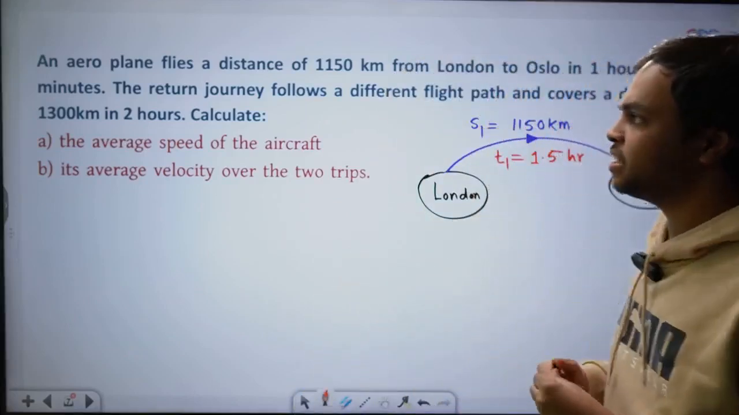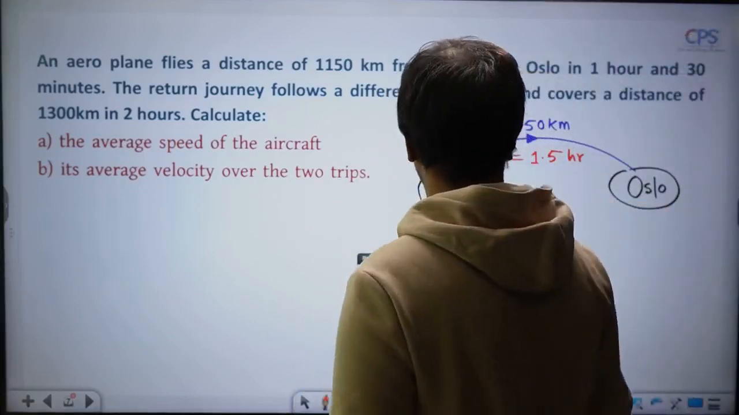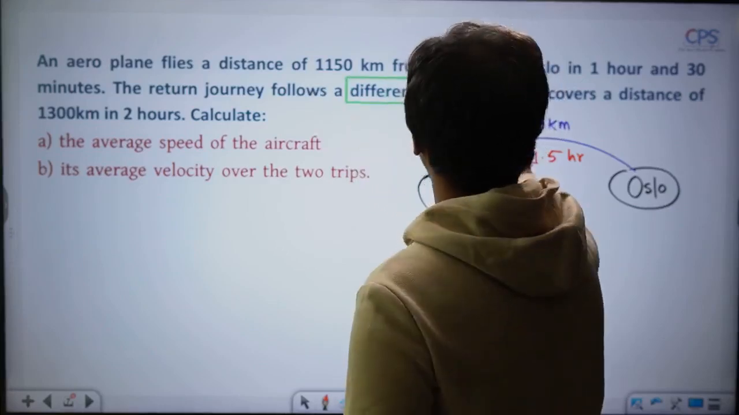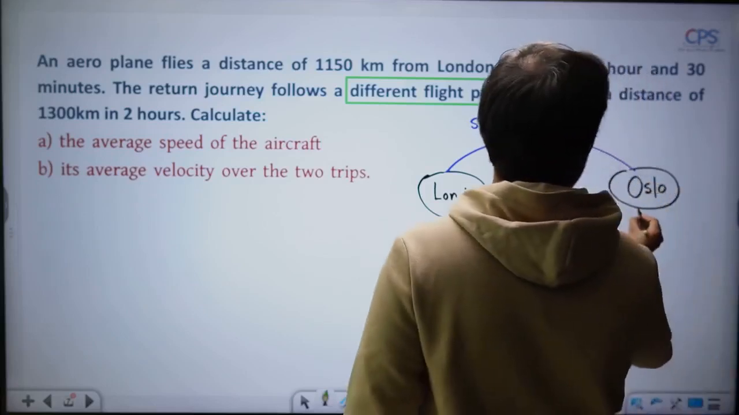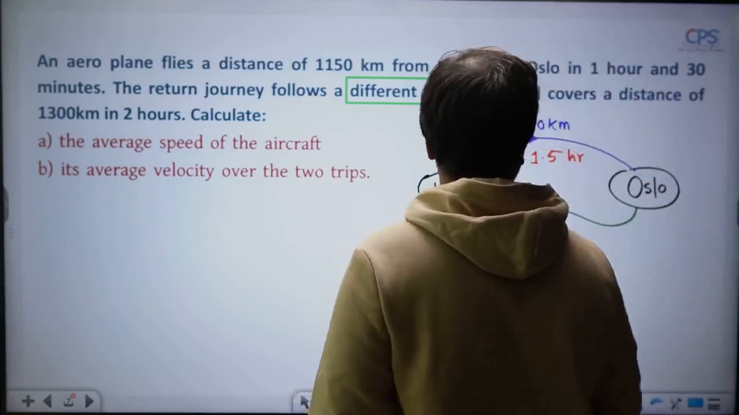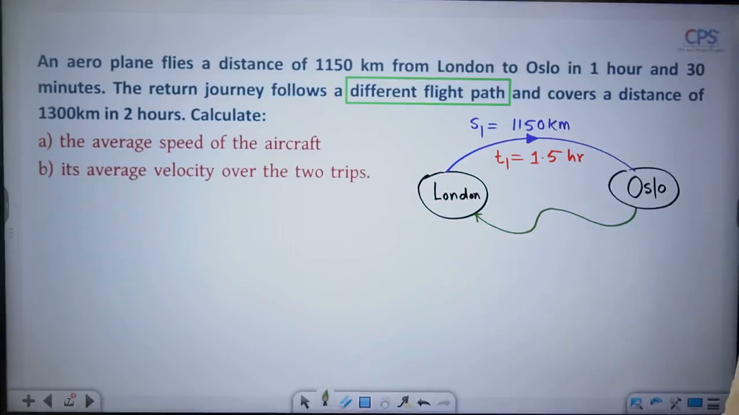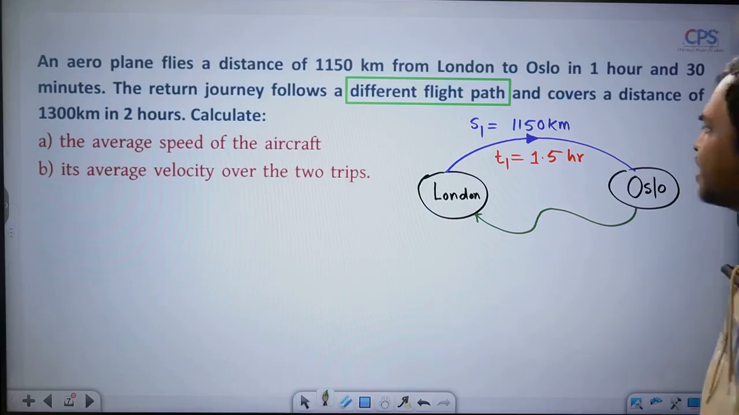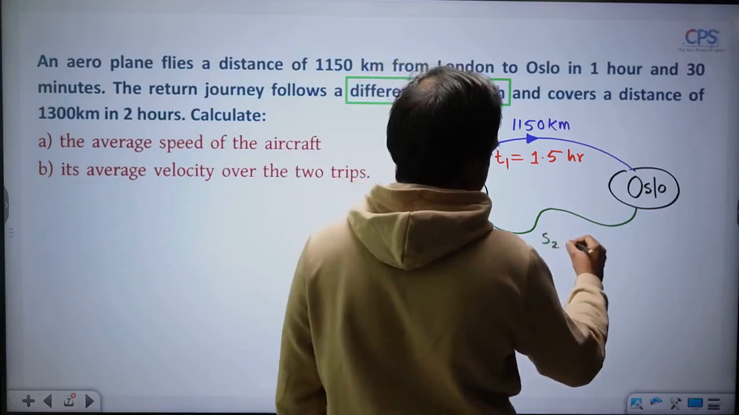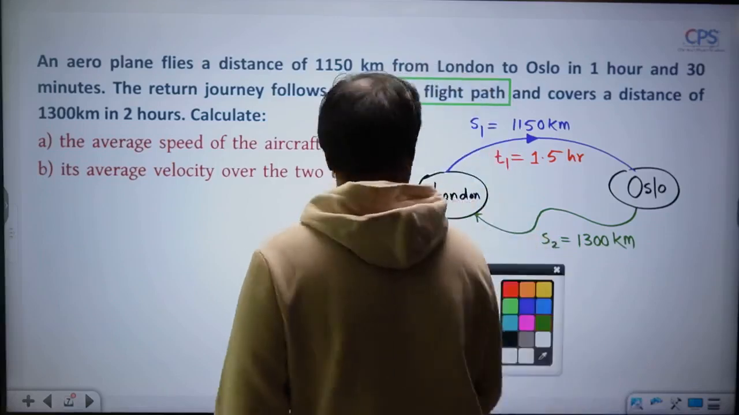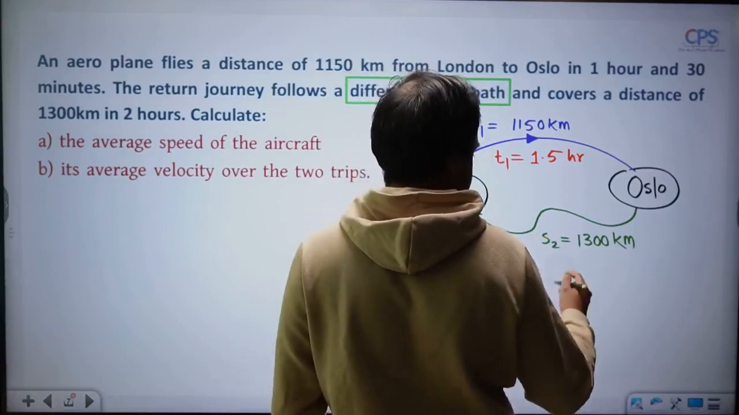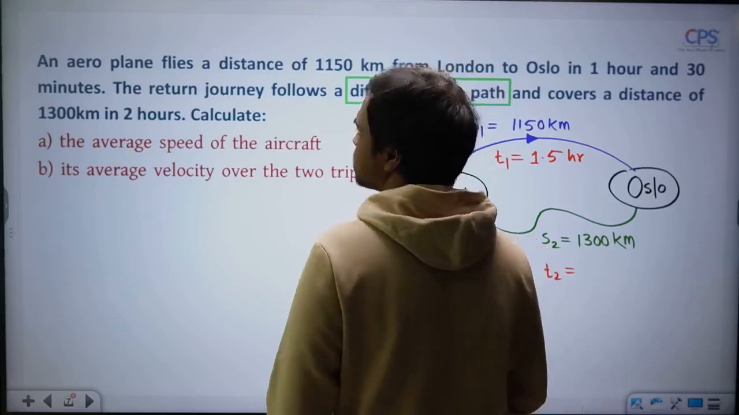But the return flight has a different flight path, as it's written there. Let's say the flight path is this way, and it covers a greater distance, 1300 kilometers. So S2 is 1300 kilometers, and the time taken, T2, is 2 hours.